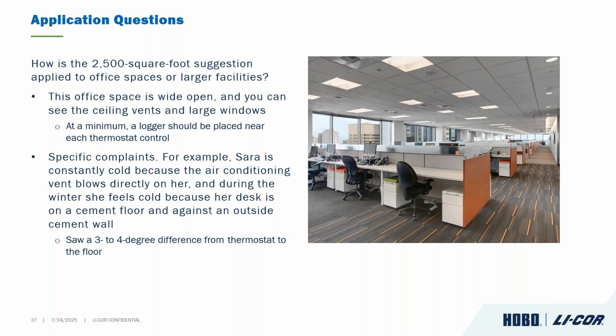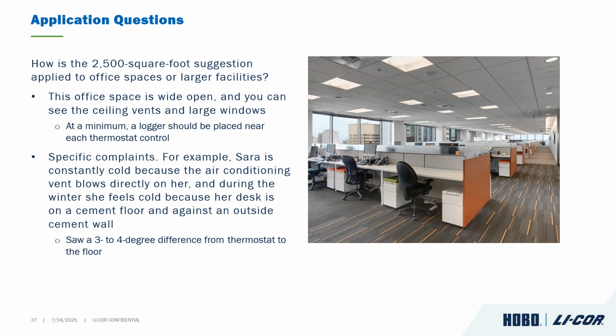So another frequent question is, how is the 2,500 square foot suggestion applied to office spaces or larger facilities? As a rule of thumb, we recommend that for every 2,500 square feet in an office space, there is one data logger. This will vary based on many factors. Location of vents, concrete floors and walls, and windows can all play a part in changing your indoor environment. Utilizing data loggers will allow you to maximize your understanding of your space.